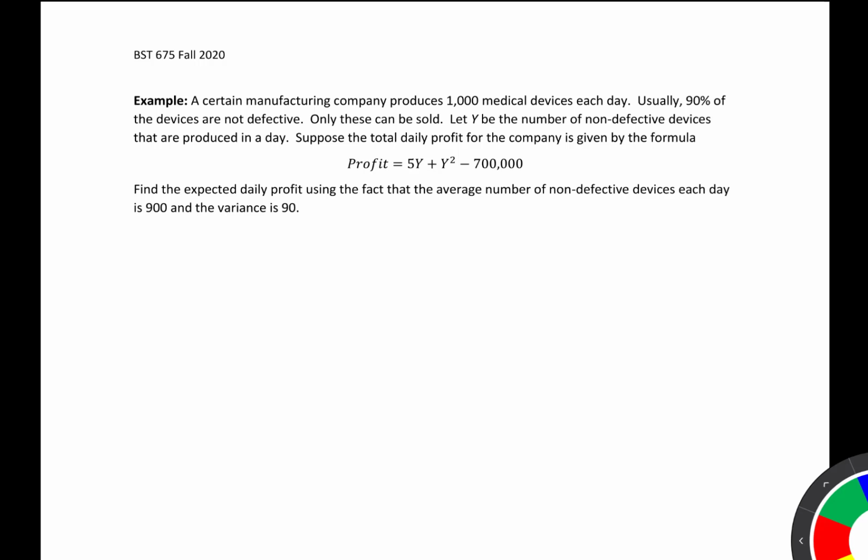We want to find the expected daily profit using the fact that the average number of non-defective devices each day is 900 and the variance is 90. So let's see how we could do this. Notice they're giving us that mu is equal to 900 and that sigma squared is equal to 90. Now we can actually use our shortcut formula to help us out.